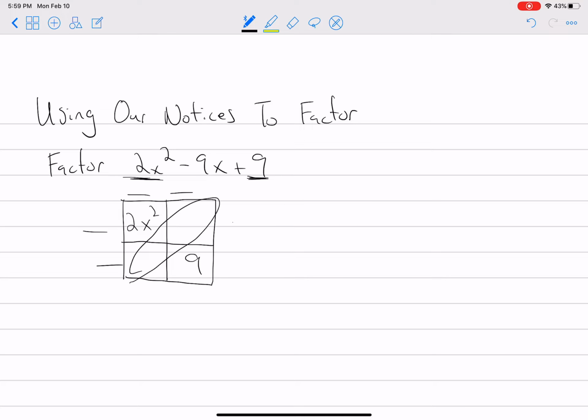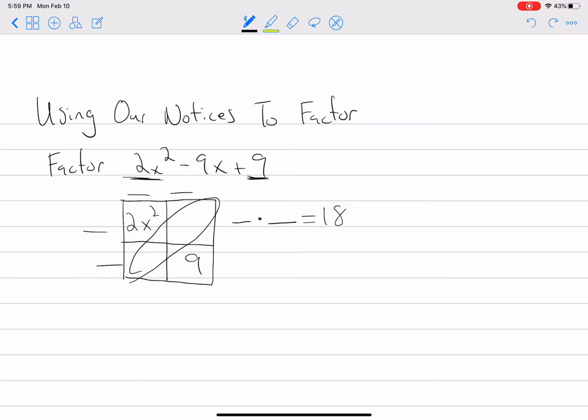I know that box 2 times box 3 has to equal what? You should look up here and be like, oh, it has to equal the same thing as box 1 times box 4, which is 18x squared. But for our purposes, all we care about is the 18. 2 times 9 is 18.